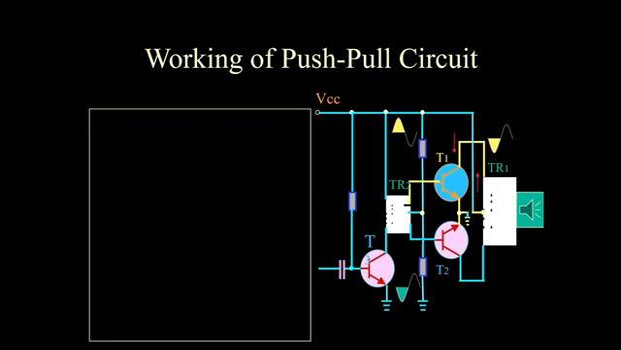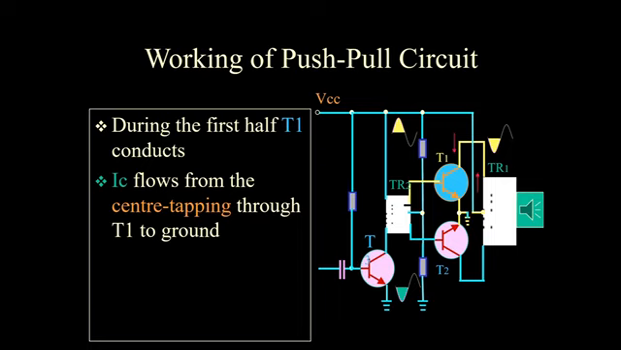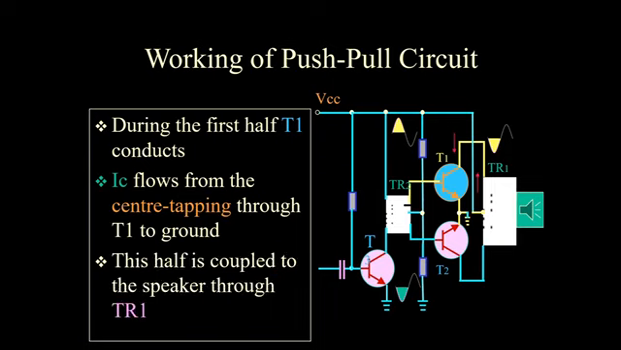During the first half, T1 conducts. This is the transistor T1, T2, whereas in the next half, the transistor T2 will be conducting. So during the first half, the collector current flows from the center tapping through the transistor T1 to the ground. So this half is coupled to the speaker through the transformer TR1. You can see the transformer TR1.